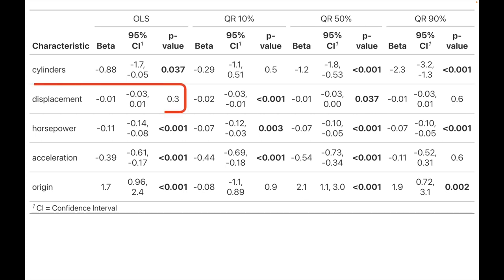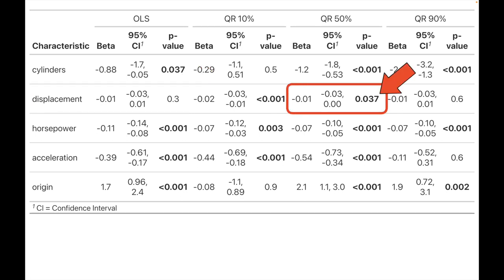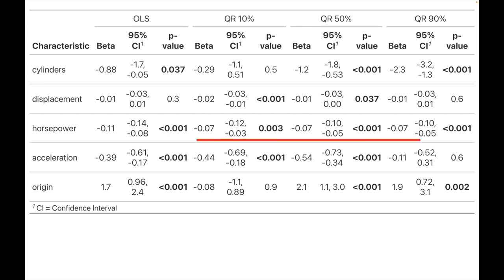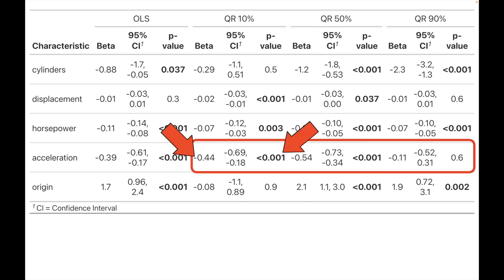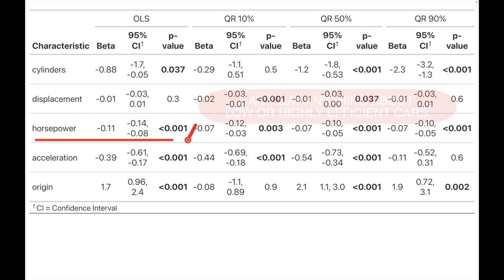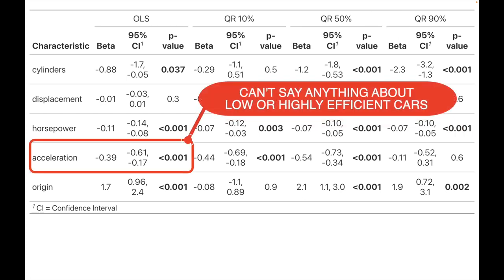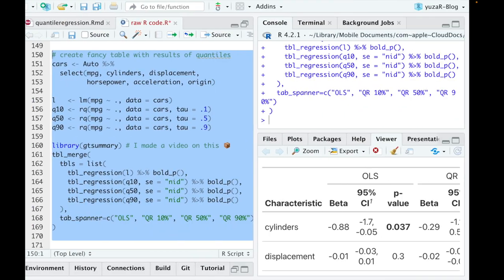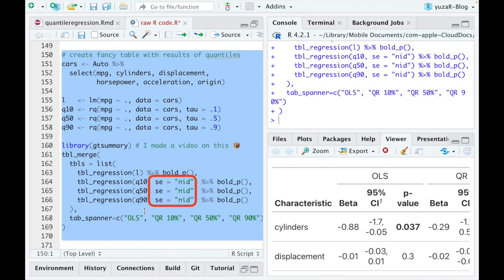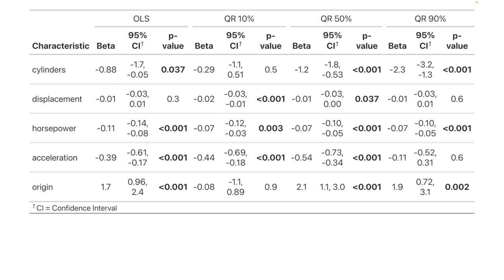However, while linear regression reports engine displacement to be not important for efficiency, median regression shows that it is important. Moreover, quantile regression reports that increasing acceleration significantly reduces mileage of not efficient cars and has no effect on highly efficient cars, while linear regression can't say anything about low or highly efficient cars. The se argument produces 95% confidence intervals and p-values, which allow to build this useful table.